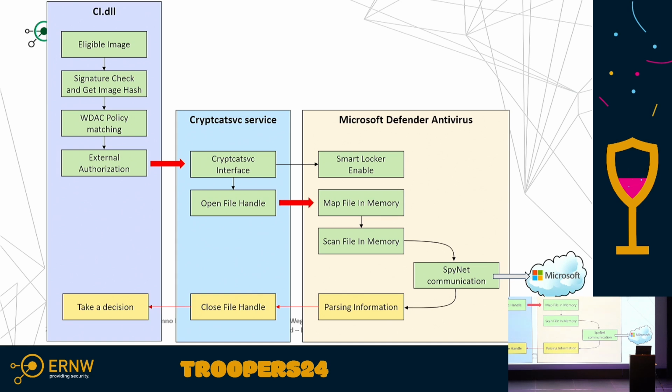The external authorization is actually the CryptCat service, which makes the interface, and is going to start, if it's not already done, the smart locker enable. Then it's going to open a file so that Windows Defender can read it remotely from the CryptCat service, but that's an implementation detail. Then we are going to scan this file in memory, more or less parse it to extract all the information, which is going to be sent via the SpyNet communication to Microsoft. Microsoft provides us a feedback. We parse the information from the feedback, we close the handle, and we take a decision in ci.dll. That's all.